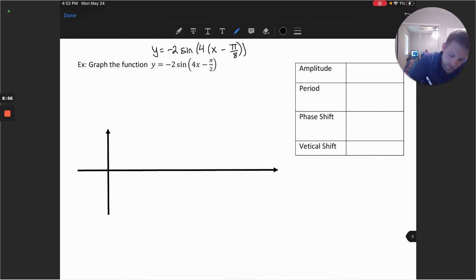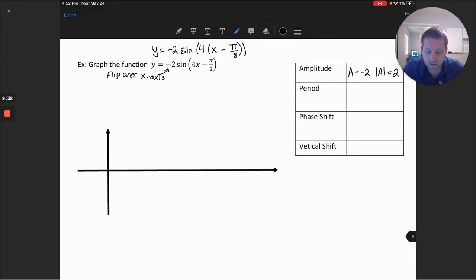Our amplitude, A is negative 2, absolute value of A here is going to be positive 2. So our amplitude is always positive. The negative 2 does come into effect, and it will flip our graph. Since this is negative, it will flip over the x-axis. So we'll keep that in mind as we graph.